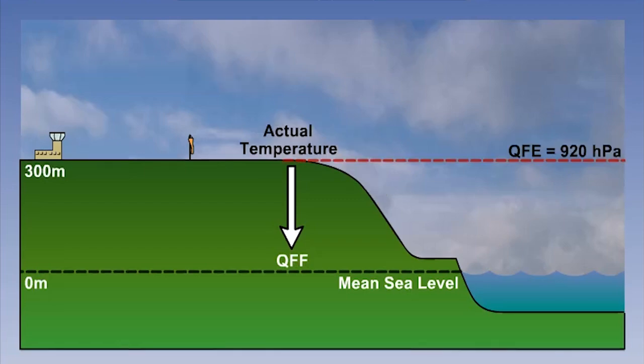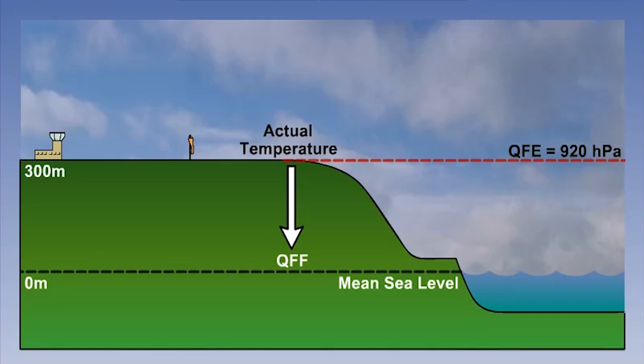In this first example, let's assume that we have a station pressure of 920 hectopascals, 300 meters above mean sea level. The temperature at the airfield is minus 20 degrees Celsius. The airfield is obviously a lot colder than ISA. The pressure at sea level will obviously be much greater, but by how much? Let's work out QFF.